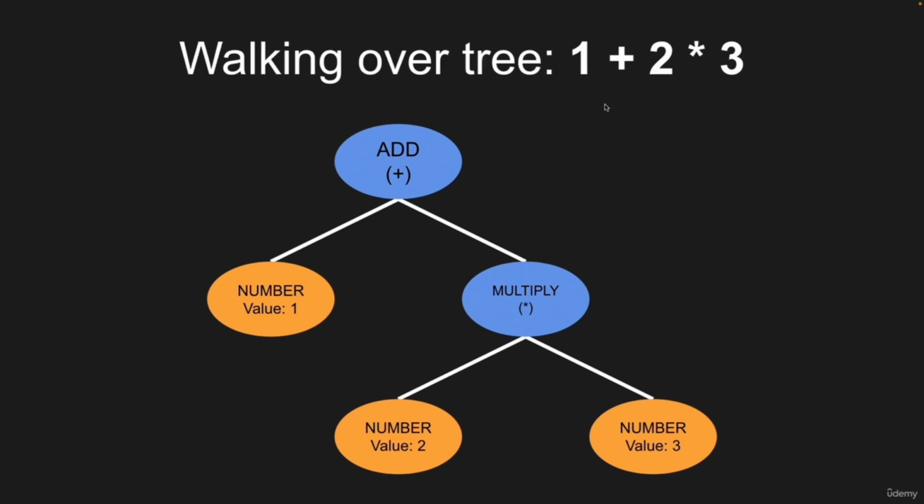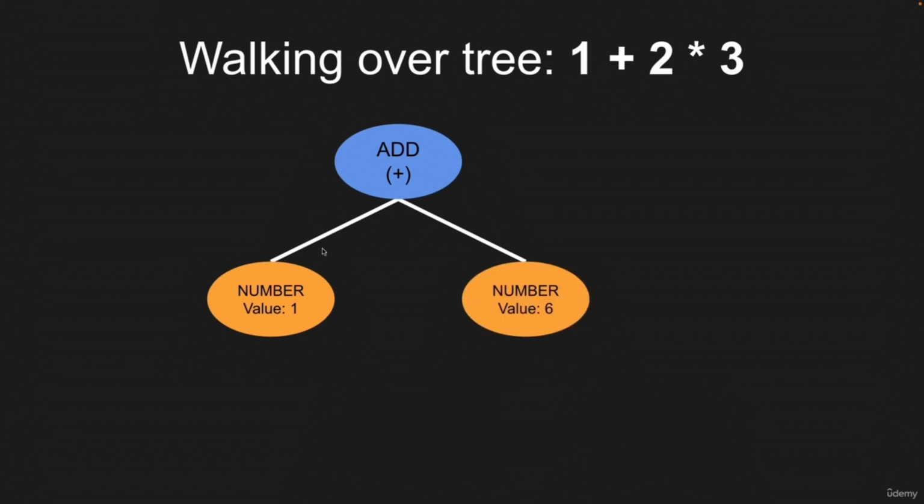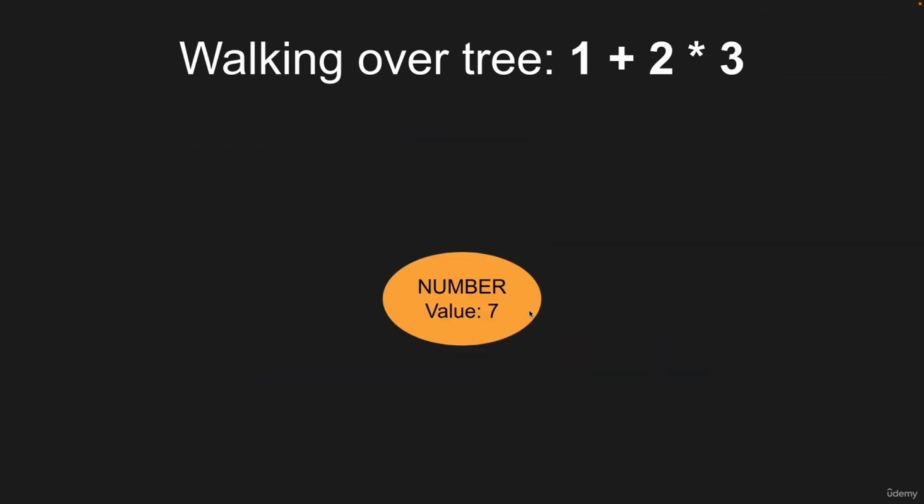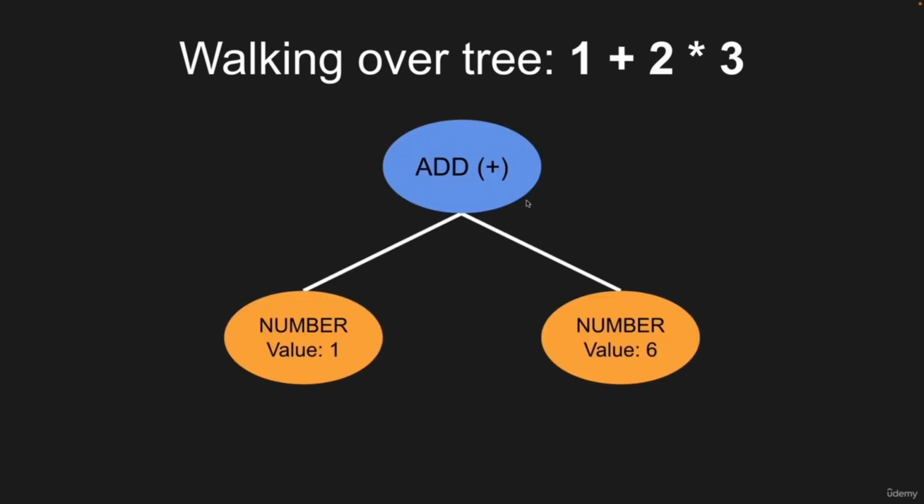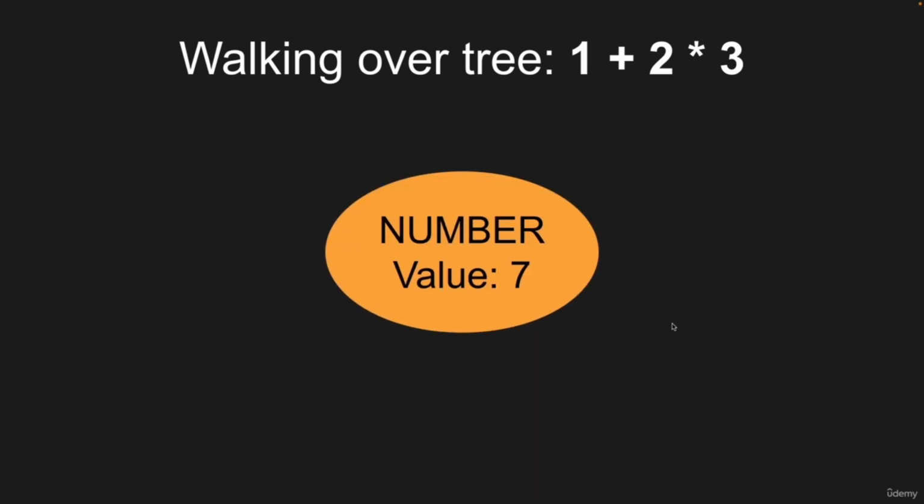Now we have to walk over this tree, which happens within the interpreter step, or abstract syntax tree interpreter. We see that this is an add operation, and in order to add 1 plus this, we have to multiply this first. So we do the multiplication first, 2 times 3, and this becomes 6. After that we do 1 plus 6, and it becomes 7. So that is pretty much it for basic compiler design.